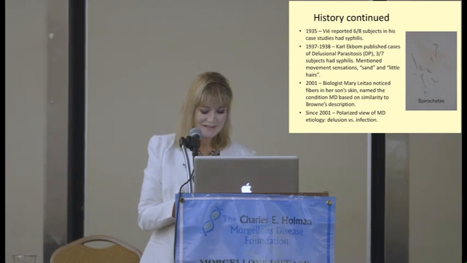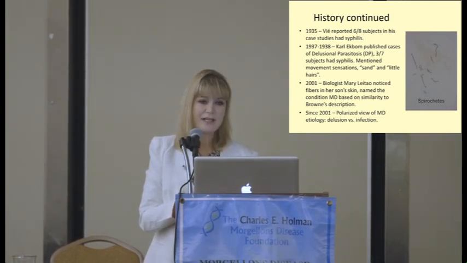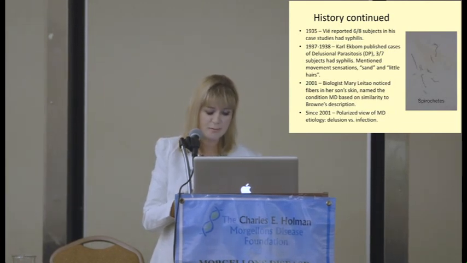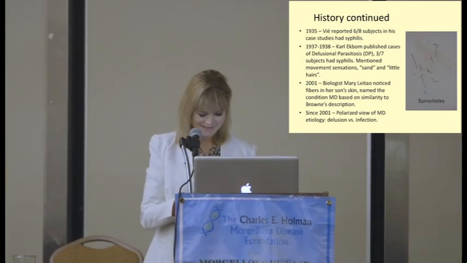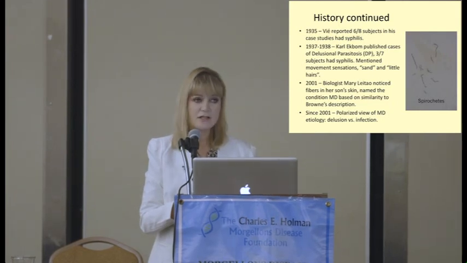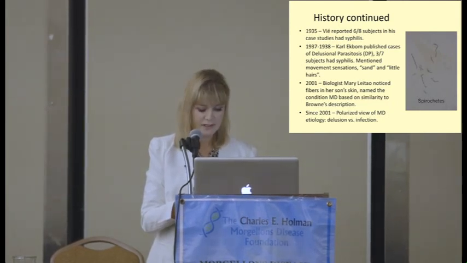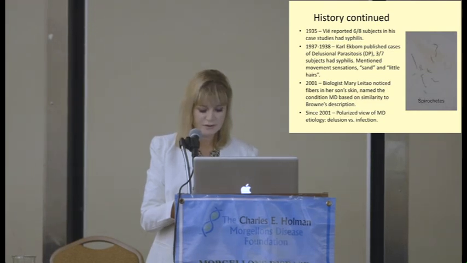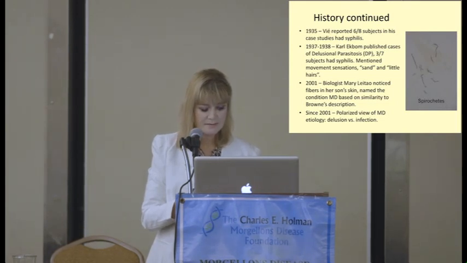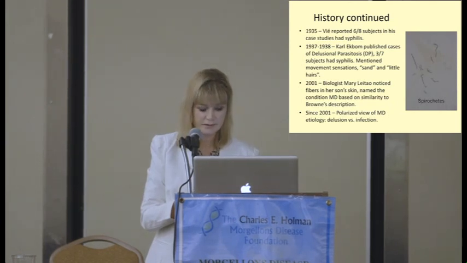Okay. So in 2001, biologist Mary Leitao noticed fibers in her son's skin, and of course we know she named it Morgellons disease based on the similarity to Sir Thomas Browne's. We're all getting deja vu, aren't we? So Mary sought help from the mainstream medical community, and one of the doctors she contacted was Dr. Fred Heldrick, a Johns Hopkins pediatrician known for solving mystery cases. He examined the boy and talked to Mary, and he suggested that Mary had a mental illness.